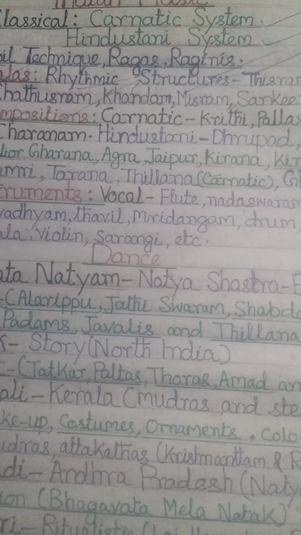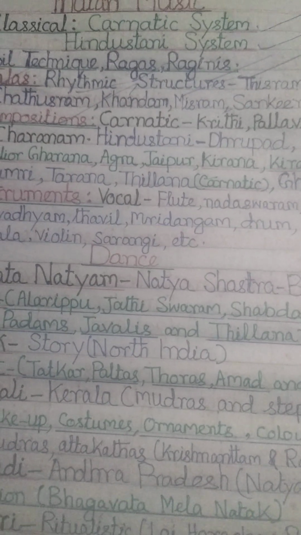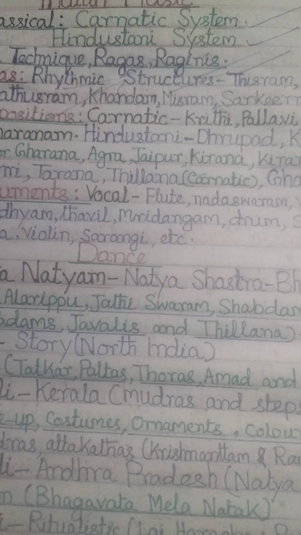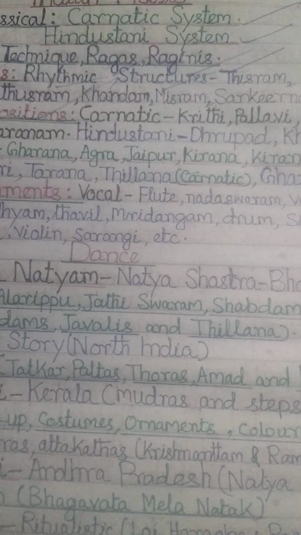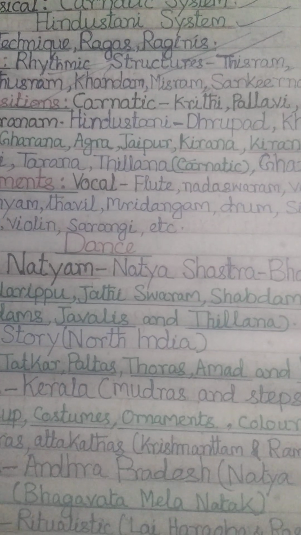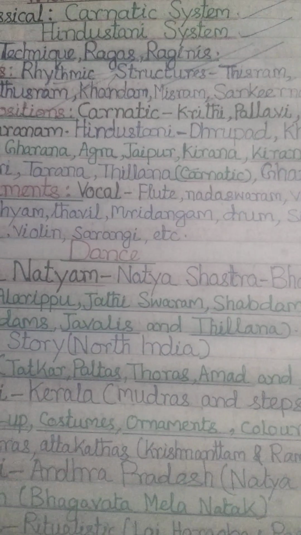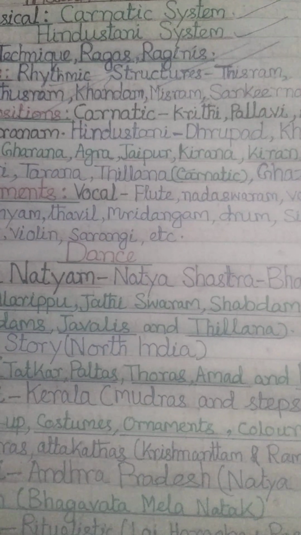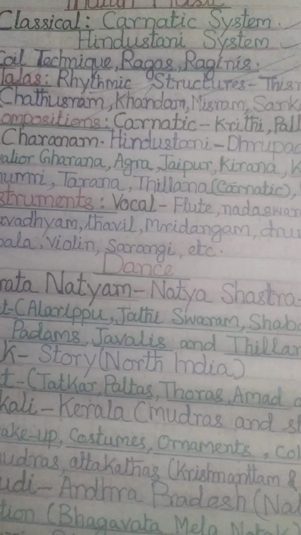Tansen was born in the earlier part of the 16th century. Legend has it that he was the son of one Makarand Pandey and was named Ramtanu, and was christened as Tan Mishra. He adorned the court of Mughal Emperor Akbar.